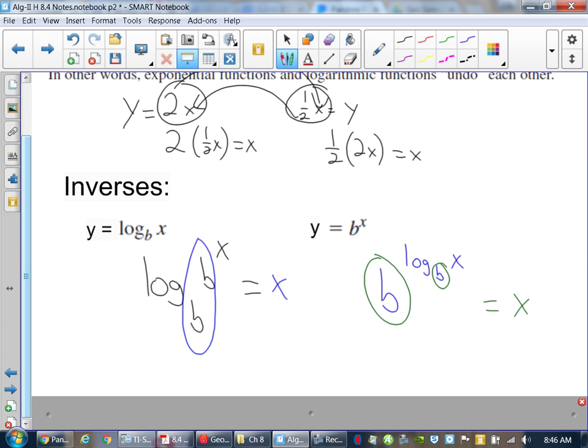That's your answer then. It undoes itself. Okay? This is how we're going to be able to solve variables.